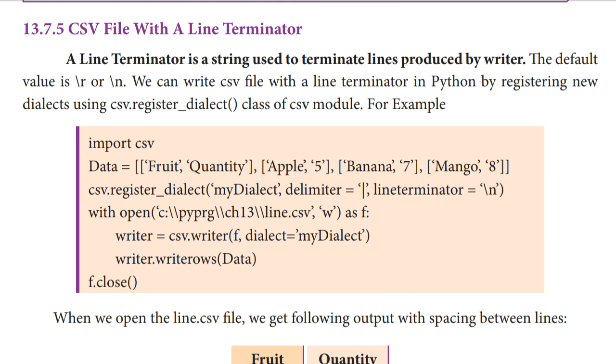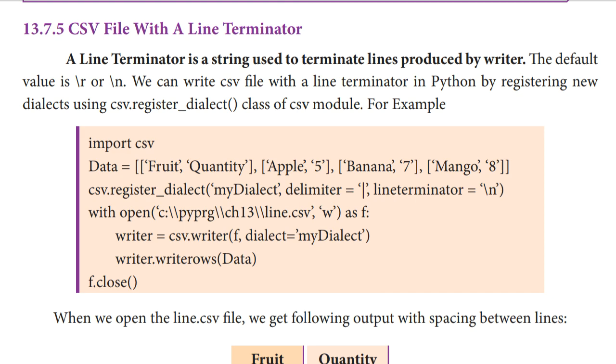So here is one example program they have given. As usual, first we want to import the CSV module. Next we have a list. That list name is data. In the list we have 3 records. So always the first line is the field name, that is the column name.